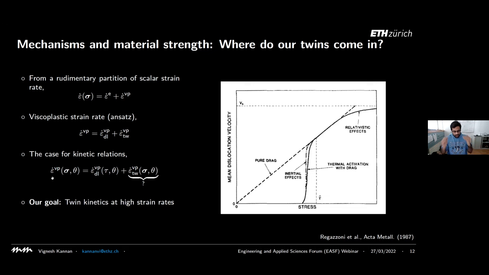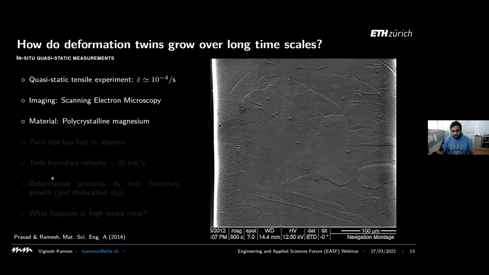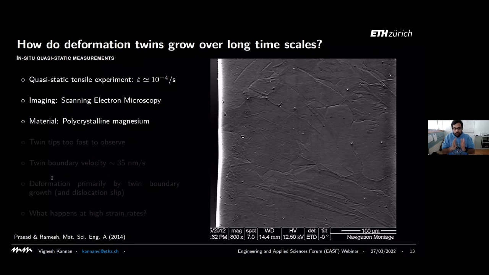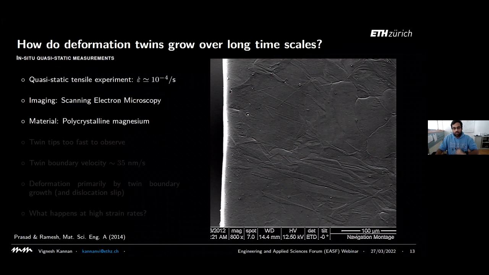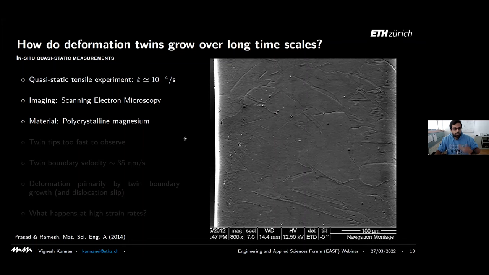And before that, I'm just going to show you data from another study which looked at what happens to a deformation twin at low strain. So what happens when you do this at quasi-static rates? These were experiments inside a scanning electron microscope by colleagues of ours back at Hopkins. And here they were doing tensile experiments of a polycrystalline sample. So you can see the grain boundaries right here, right? And these were done at very, very slow strain rates. So we're talking about 10 to the minus 4 strain per second.